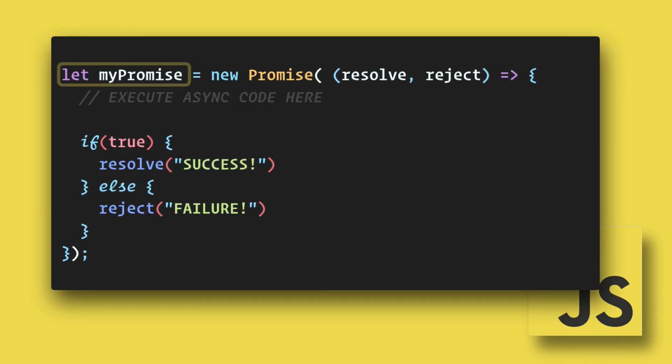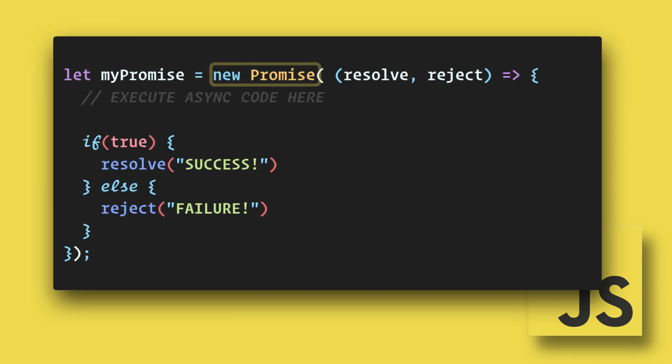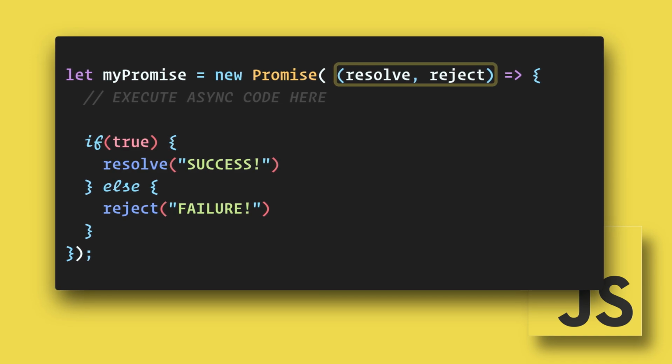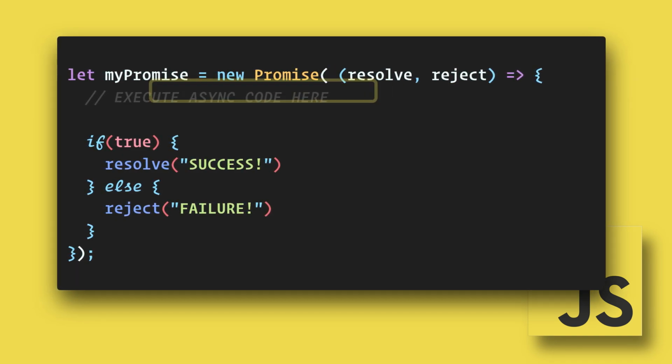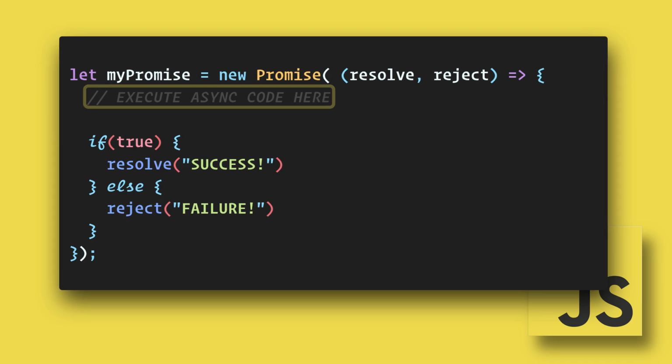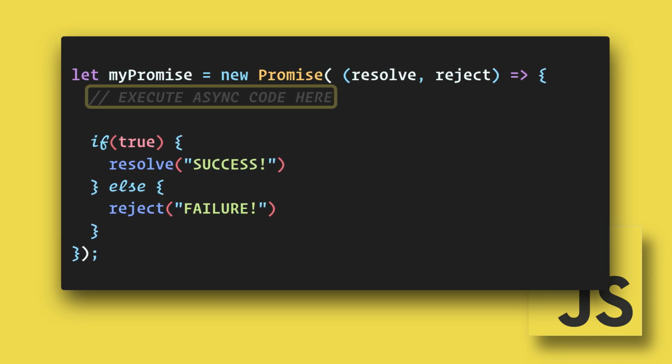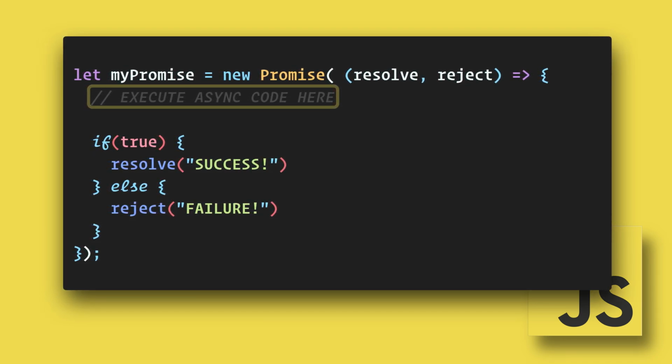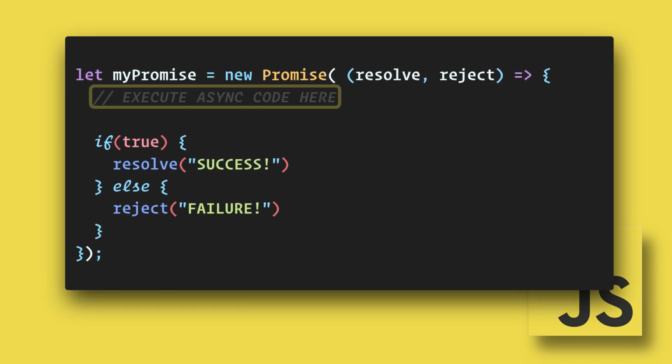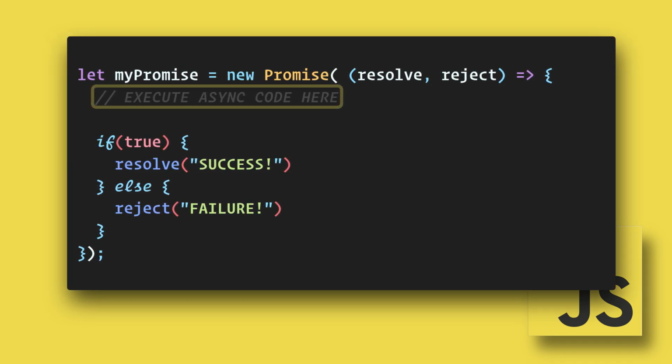We create a variable and assign it to a new promise. The promise accepts a function with two parameters, resolve and reject. Within this function, we execute our asynchronous operation. Some examples of this would be getting data from another source, or downloading a file, or any other operation that will take an undetermined amount of time.